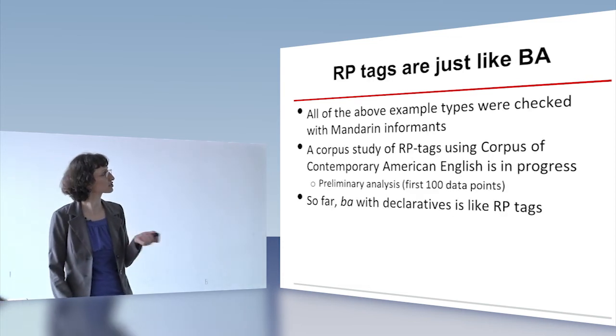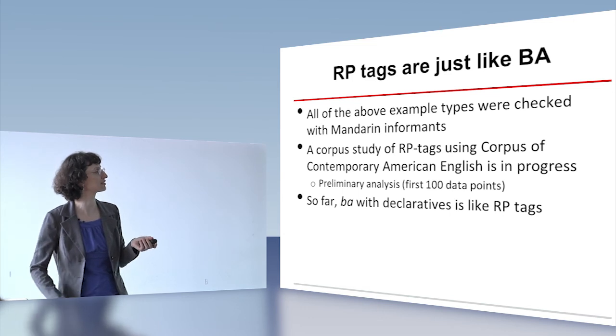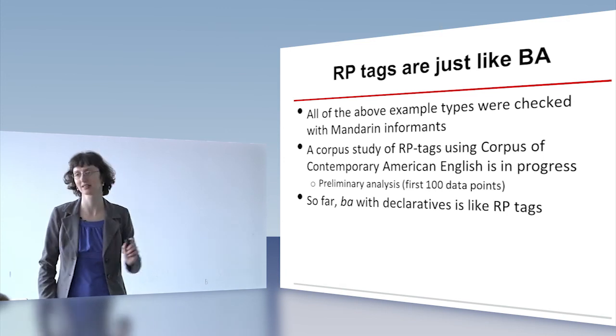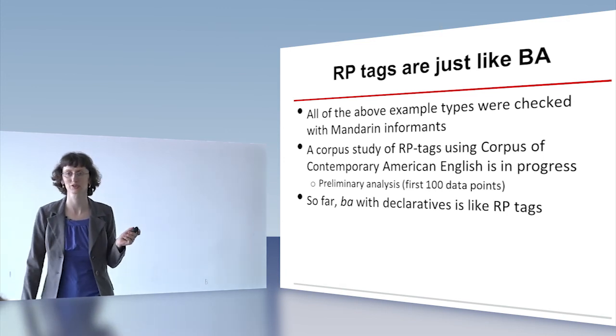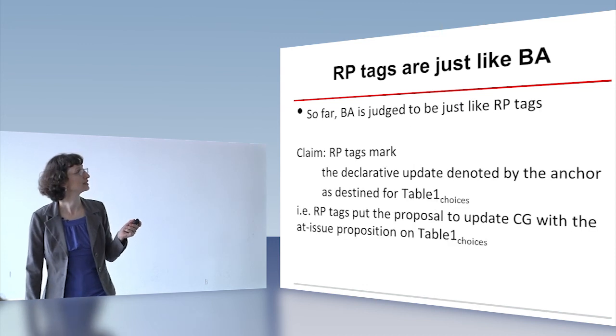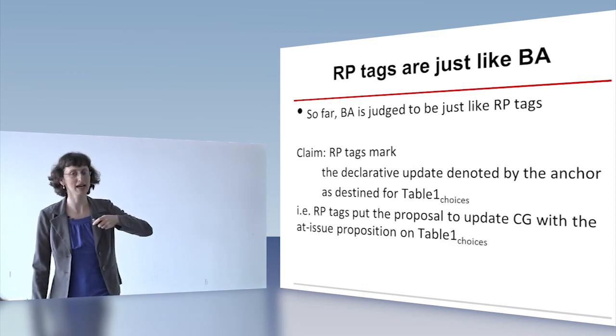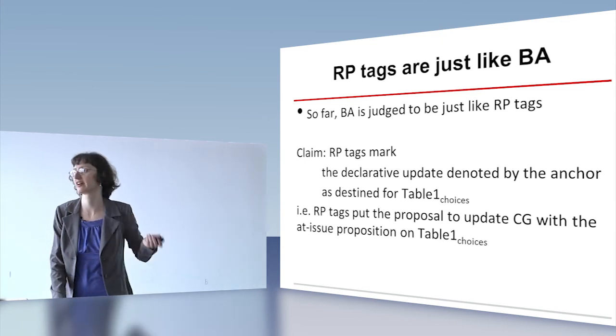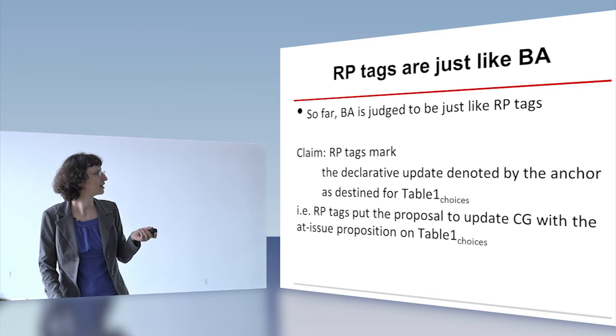So we checked all of these example types with Mandarin informants and did some corpus study of RP tags, and so far, ba with declaratives is exactly like RP tags, reverse polarity tags. So RP tags, we're going to say, have the same exact underlying function as ba, except they just do it with declaratives. Or do they?